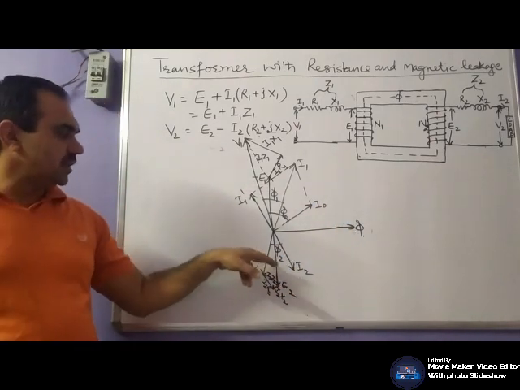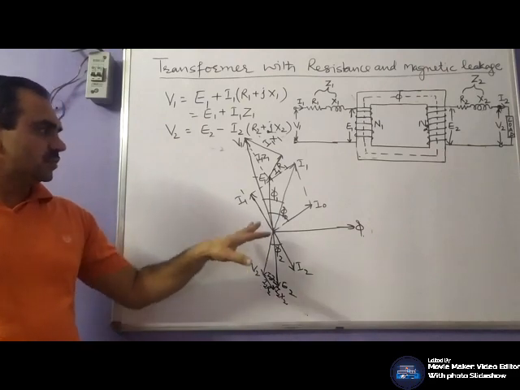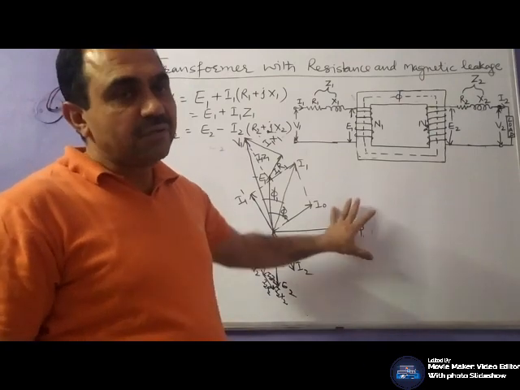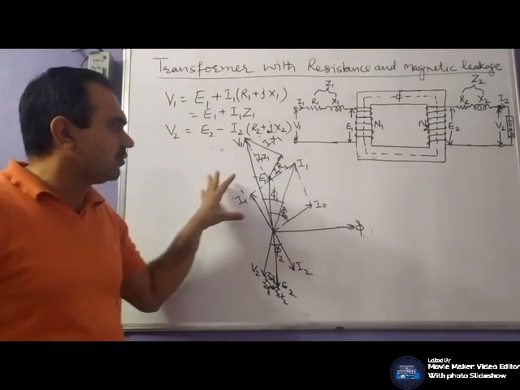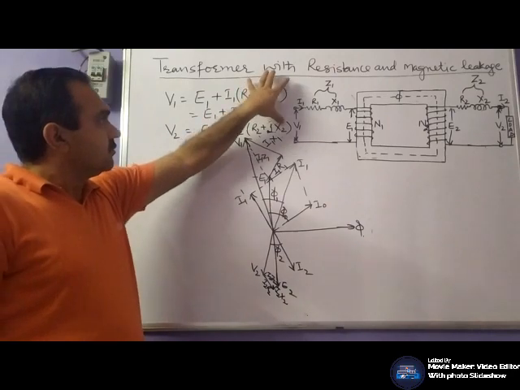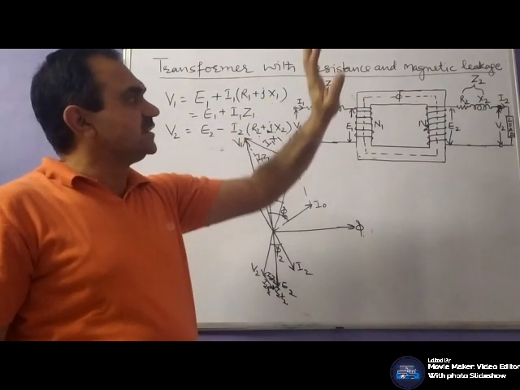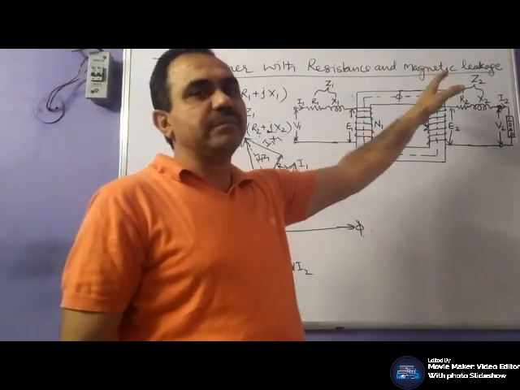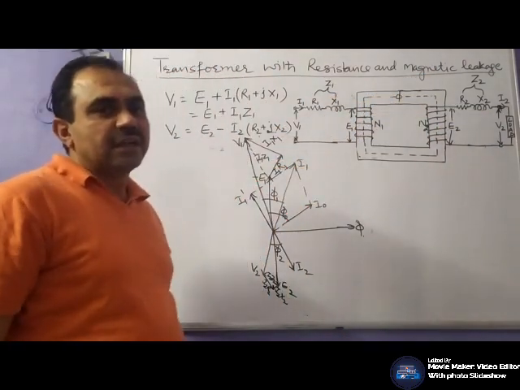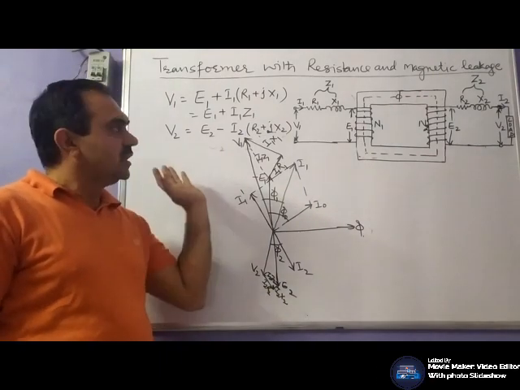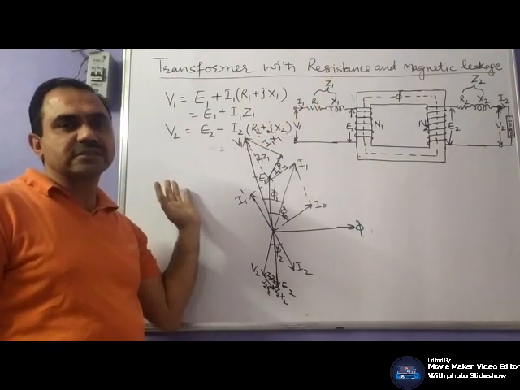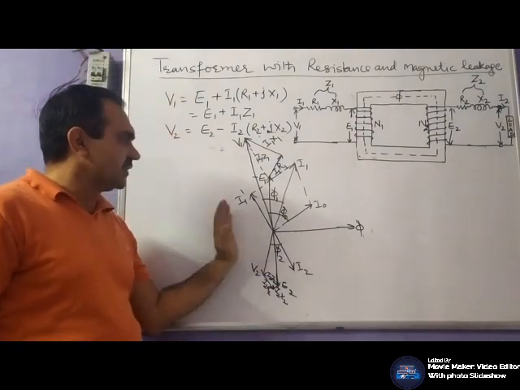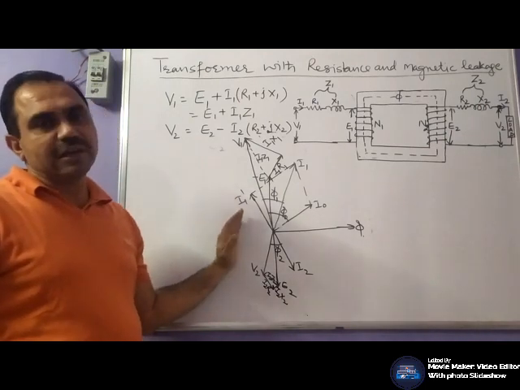Means your I2 leads V2 by phi 2. So if in examination it is mentioned that you have to draw the phasor diagram of a loaded transformer without neglecting resistance and magnetic leakage, means by considering the resistance as well as magnetic leakage. If it says draw the phasor diagram neglecting this, as we have already discussed, then you can draw that particular phasor diagram for the transformer. This is the phasor diagram of the actual loaded transformer.